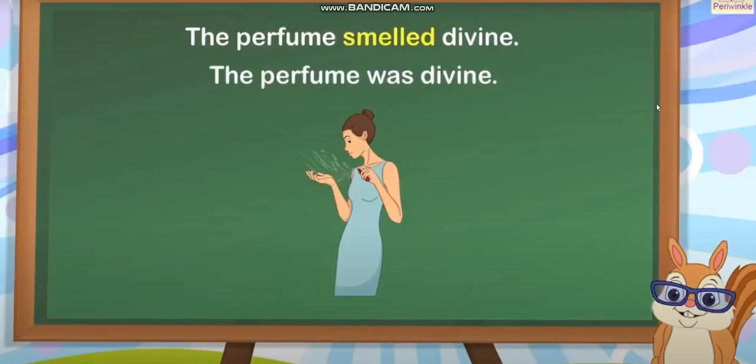Linking verb. Look, students, the perfume smelled divine. Now here, smelled is a verb. Now the perfume was divine. Now here the meaning of the sentence changes. That perfume smelled divine and the perfume was divine. Okay.